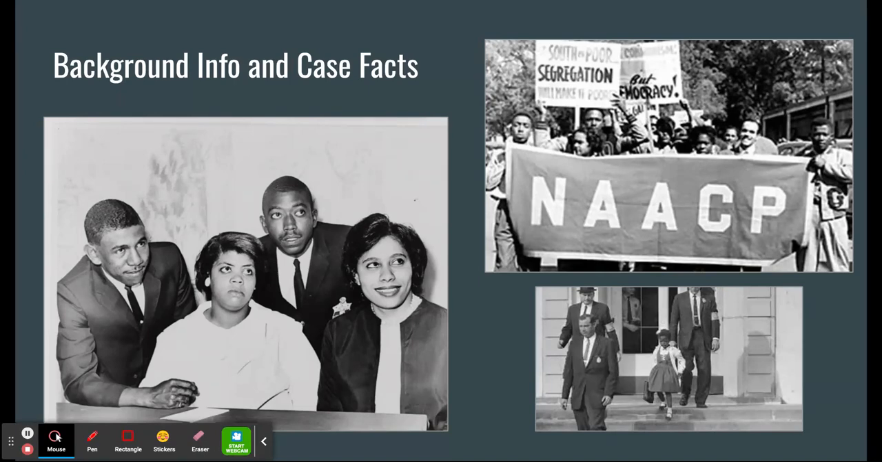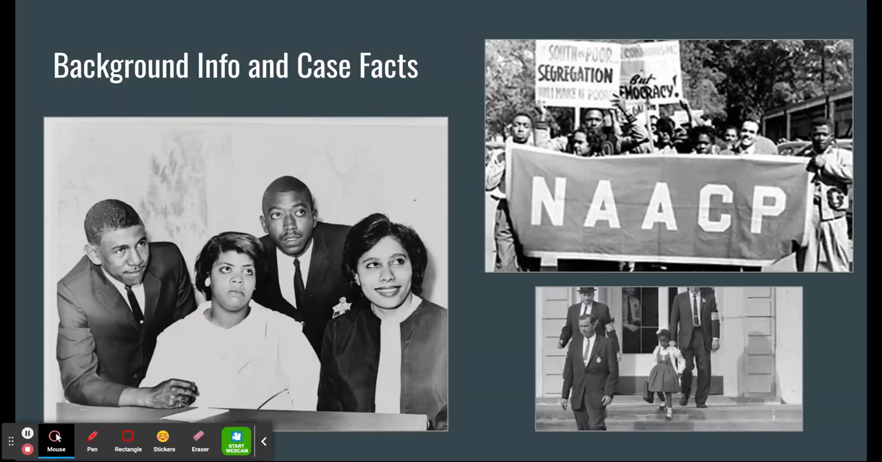In 1951, the public schools of Topeka, Kansas refused to allow the Reverend Oliver Brown's daughter, Linda Brown, along with 12 other African American children, admittance to the elementary school that was closest to them, instead forcing them to travel a longer distance to an all-black segregated school. The Reverend Oliver Brown filed a class action lawsuit in federal court on their behalf.